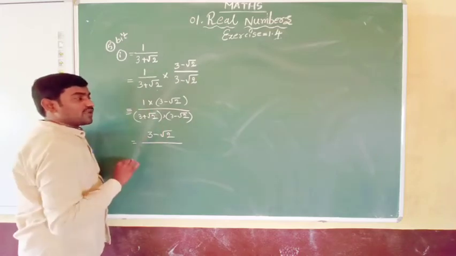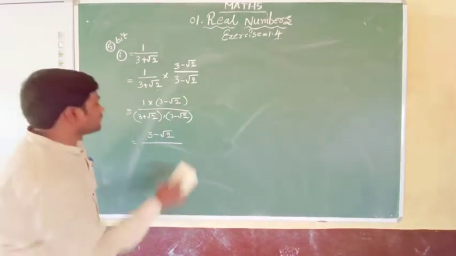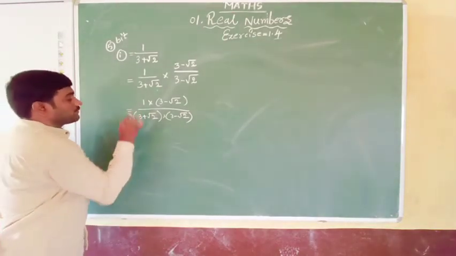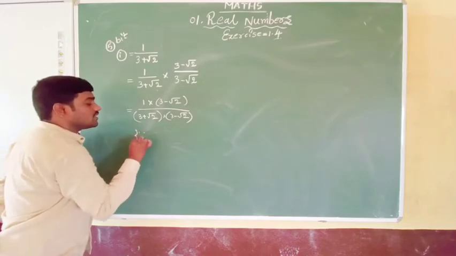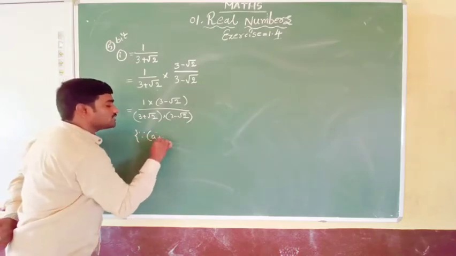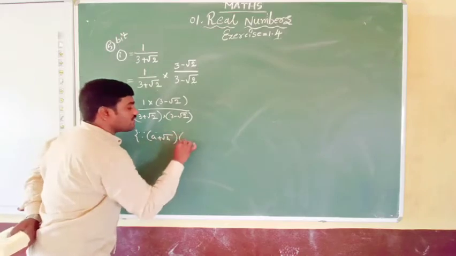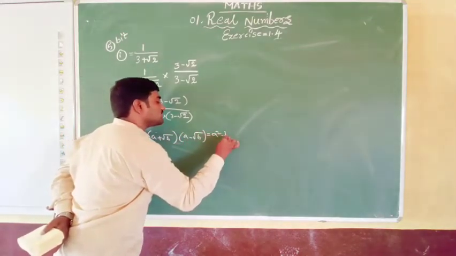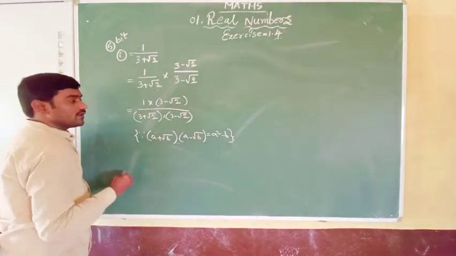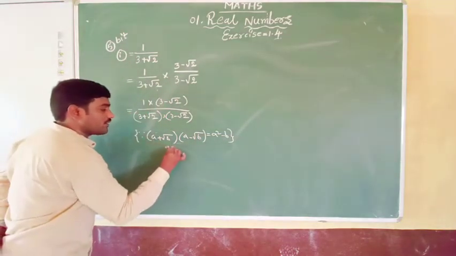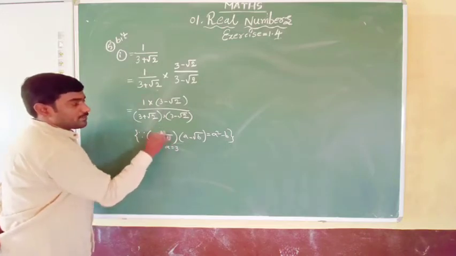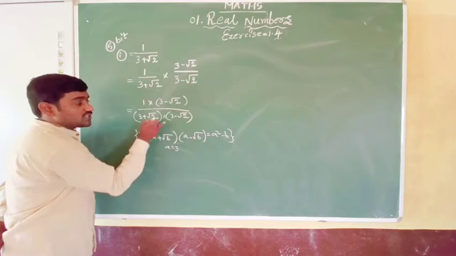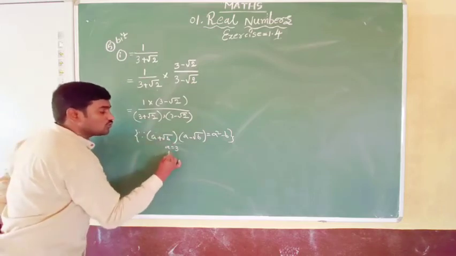Now what form is it actually in? Let me write the formula. The denominator is in the form of a plus root b into a minus root b, which equals a square minus b. Where a equals 3. Here in the place of b is 2, not root 2, since root 2 and root 2 are the same. So in the place of b there is a 2.